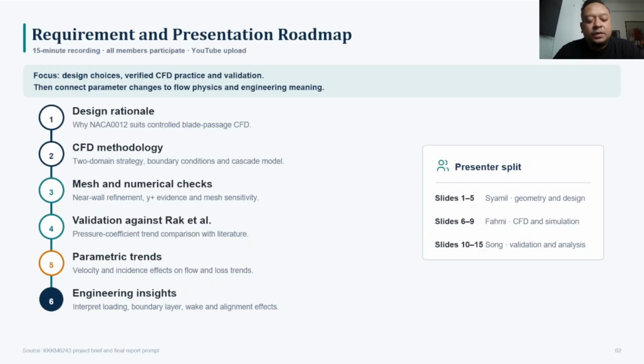The main idea is to show a complete workflow. We begin with a control blade design, check the CFD method using a published benchmark, and then apply the same workflow to the periodic blade passage case. This makes the later trend easier to justify because the method has already been checked against literature.